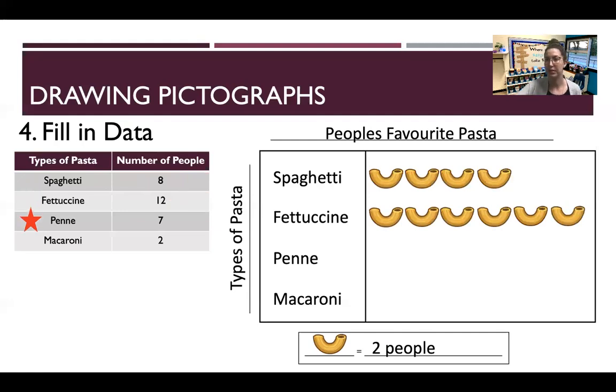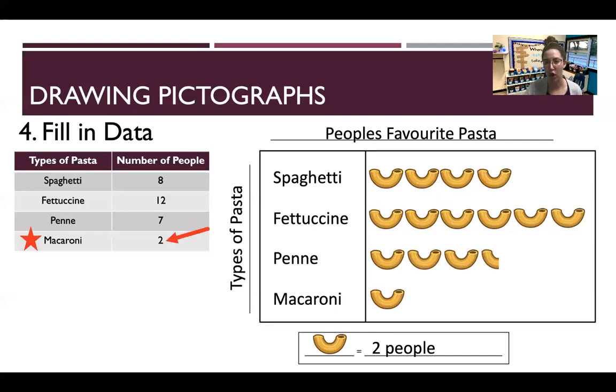Penne. This little guy is where it gets tricky because I have 7. We're going to go up 2, 4, 6, 8. Too much. It's too much. I need to go down 1. So all I'm going to do is take my macaroni noodle and say, hiya, split it in half. So I have a total of 7. Then after I do that, I'm going to move on to my macaroni. Poor little macaroni, only 2 people like him. So I'm going to draw 1 macaroni noodle. And that's it. I nailed it.